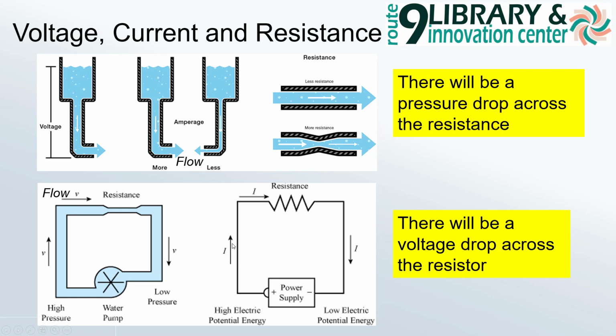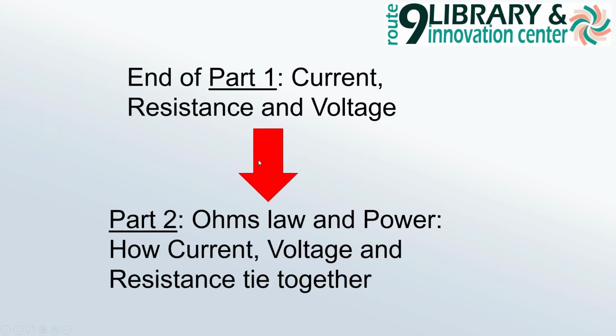And this essentially builds the foundational understanding for Ohm's law, where we've talked about voltage, current, and resistance, and how they might work together in a circuit, which is what we're going to talk about in the next part. So this ends this first part where we introduce current, resistance, and voltage. And then in class on Tuesday, I'm going to go over how you pull it all together with Ohm's law and power and how they're all tied together.